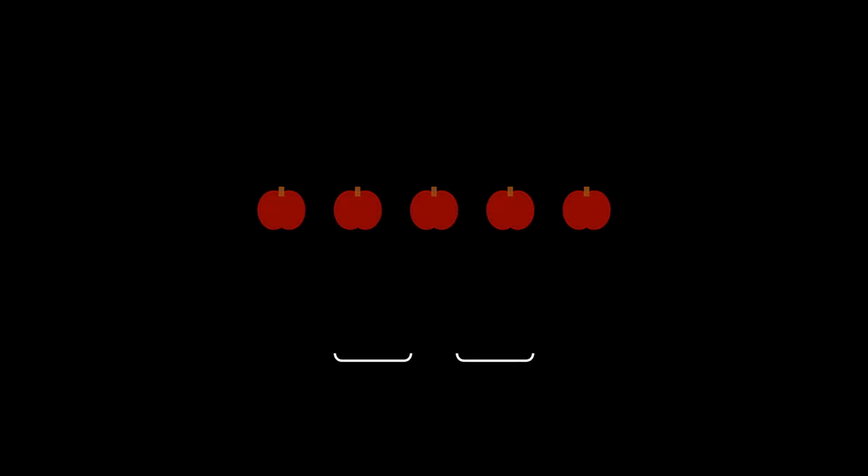Now suppose that we have 5 apples and 2 children. What is the total number of ways that we can distribute these 5 apples to these 2 children? For example, the first child could get 1 apple and the second child could get 4. Or the first could get 3 and the second could get 2. Or one child could get all 5 apples.